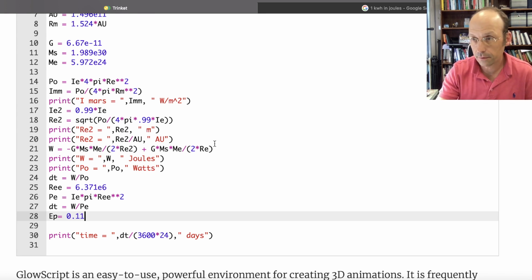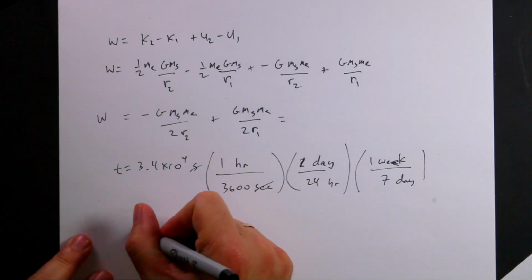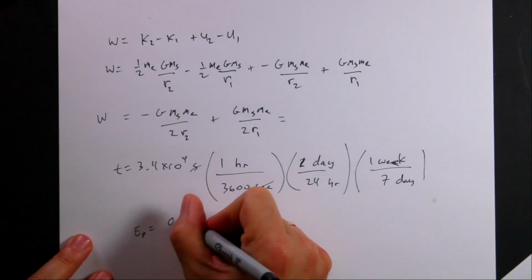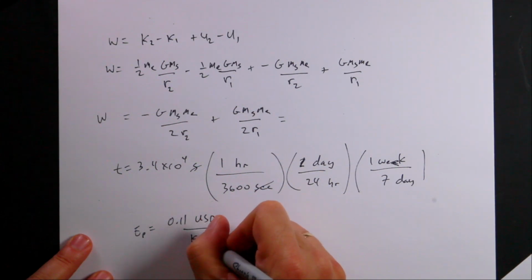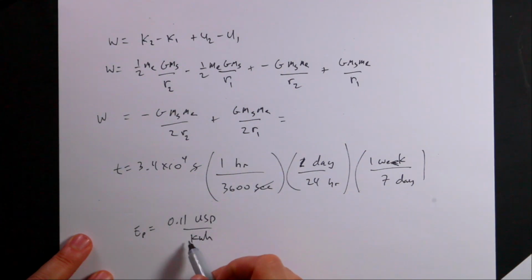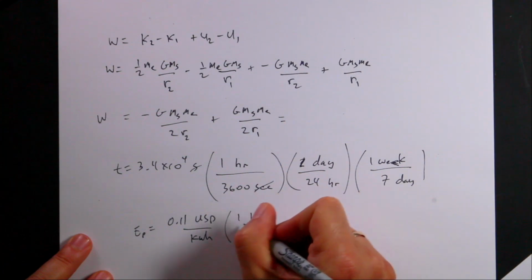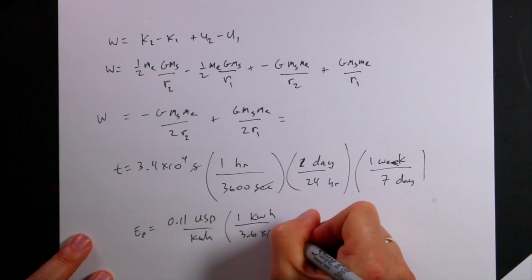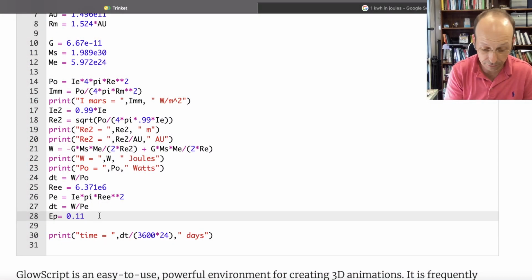Okay, let's write this out. Again, don't do it in your head. Okay, so what did I call that? EP equals 0.11 USD per kilowatt hour. And I'm pretty sure that's the right answer. And kilowatt hour is a unit of energy. Then I know that 1 kilowatt hour is 3.6 times 10 to the 6th joules. So I need to divide that by 3.6 times 10 to the 6th. And that just shows you how cheap electricity is.